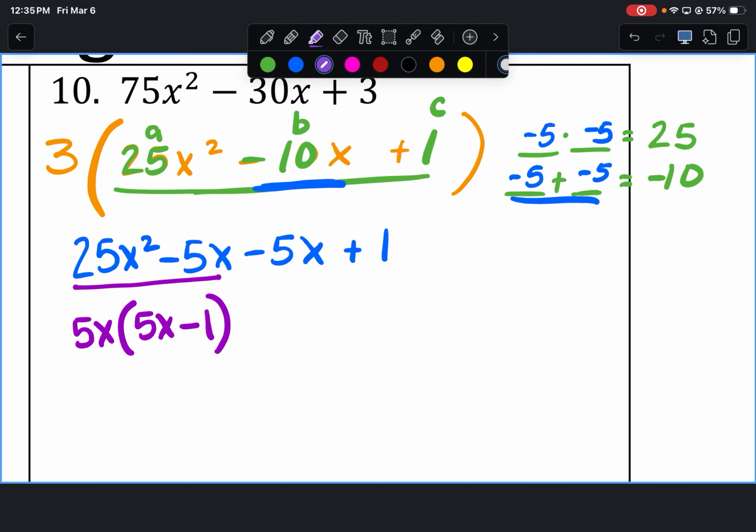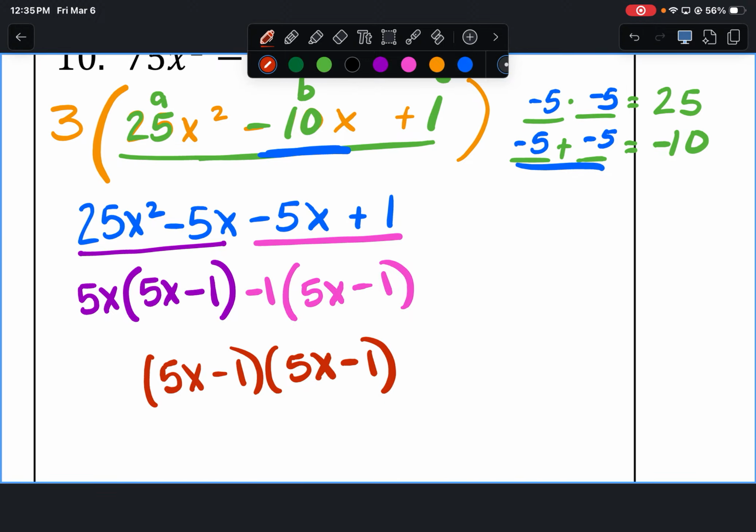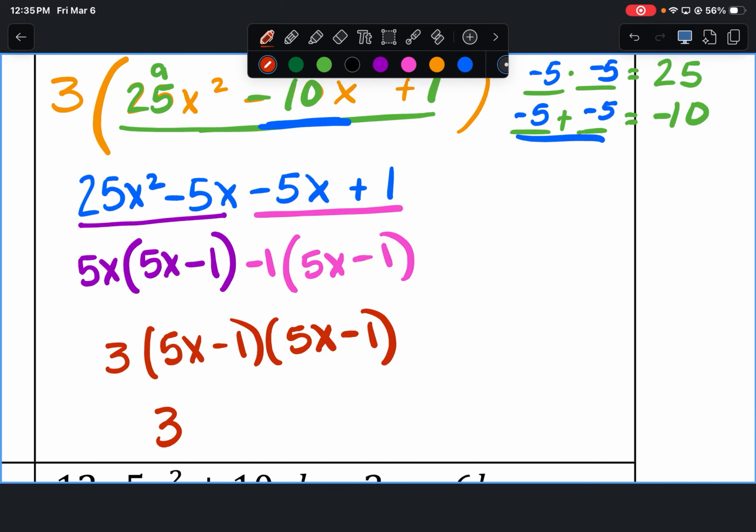All right, for the second half, -1. Okay, because it starts with a negative, so we have to take out a negative. And then the only GCF between 5 and 1 is 1. If we take out a -1, what does that leave us with? Okay, what part is the same? What part's left over? And is that my final answer? What do I need to do? Put down the 3 in front. You could also write this as 3 times 5x minus 1 squared.